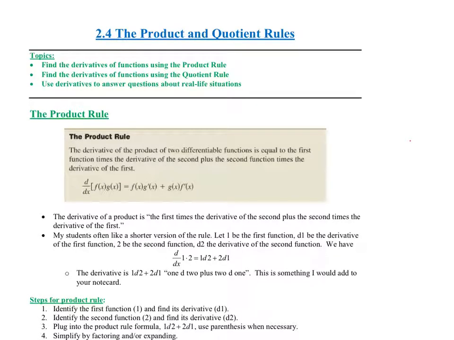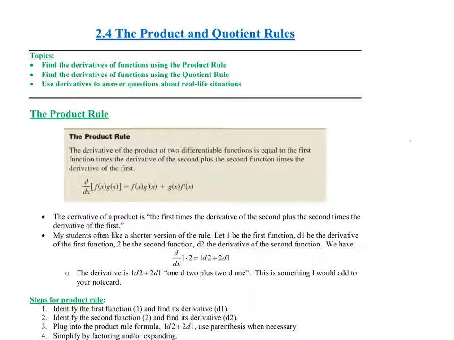Section 2.4 is the product and quotient rules. So the product rule, obviously product means multiplication, quotient here means division or fractions. So how do you find the derivative when you multiply two functions, and how do you find the derivative when you divide two functions, have the quotient of two functions? And this is the first time where we're going to break from the limit rules.